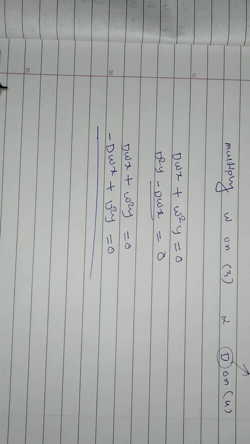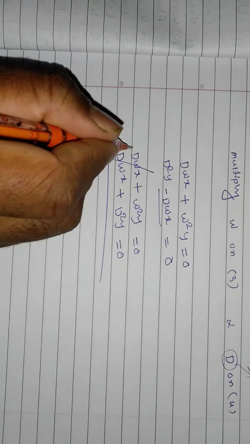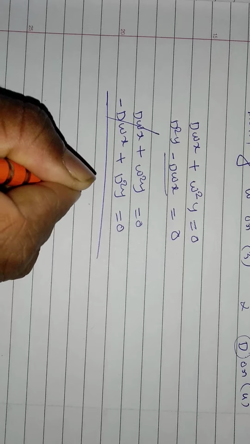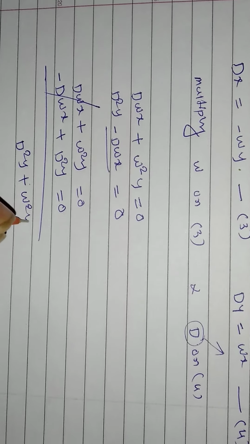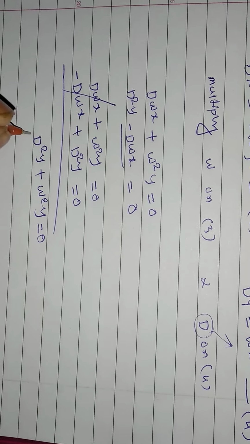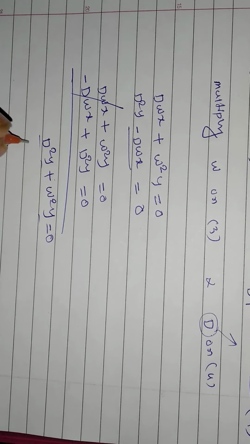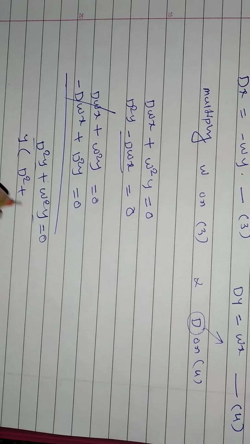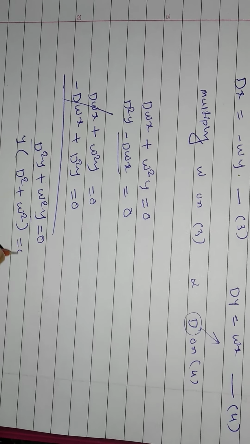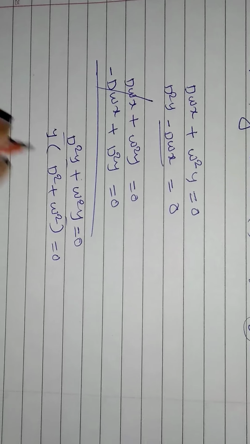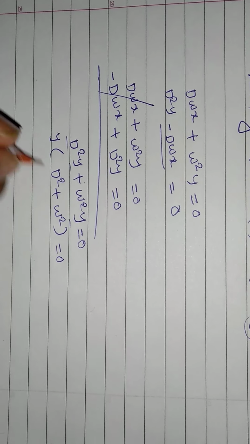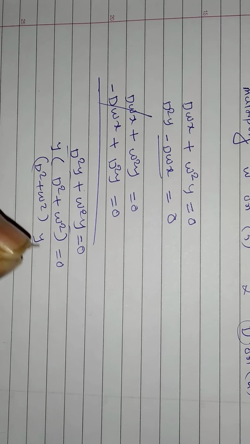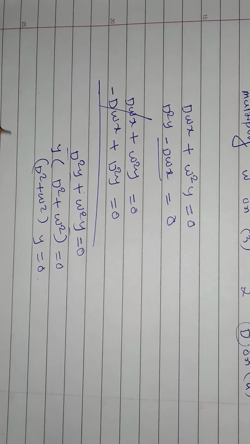After that I'll just cancel these things out. This is plus and this is minus, so they will get cancelled, and I'll be left with D square y plus w square y equal to 0. You can observe here y and y, so I will take y outside. So y is outside now, and D square plus w square will be left inside the brackets. You can rewrite this again: D square plus w square, y into 0. So now the auxiliary equation.